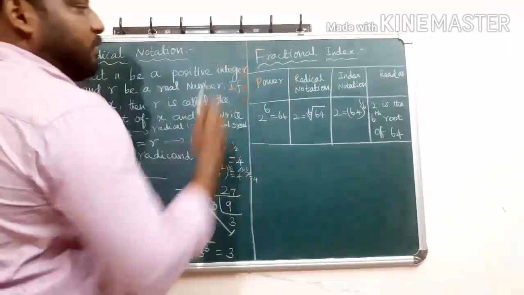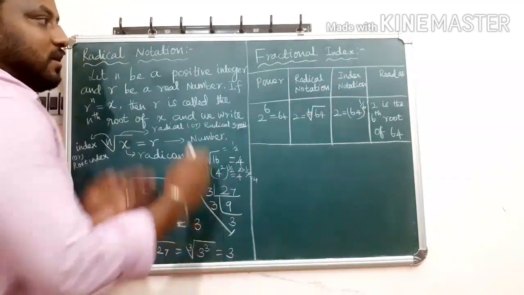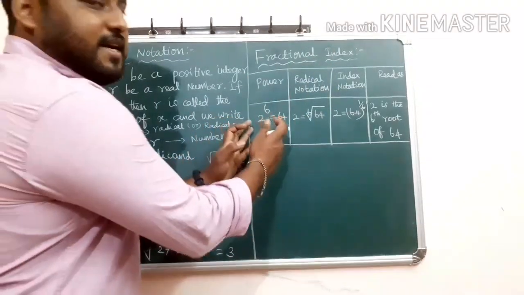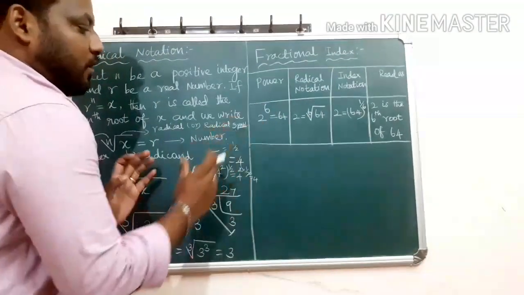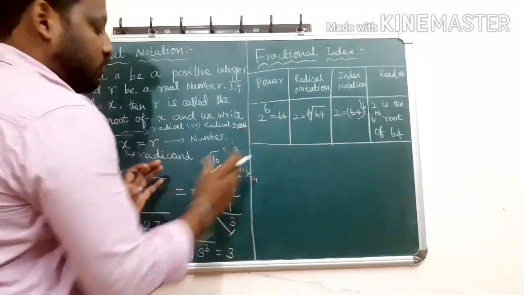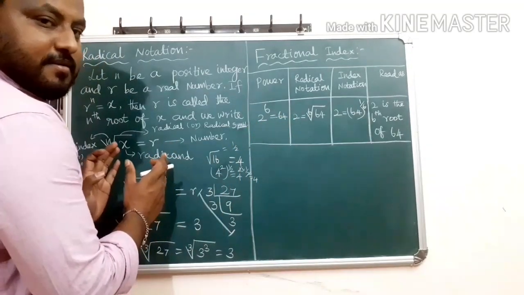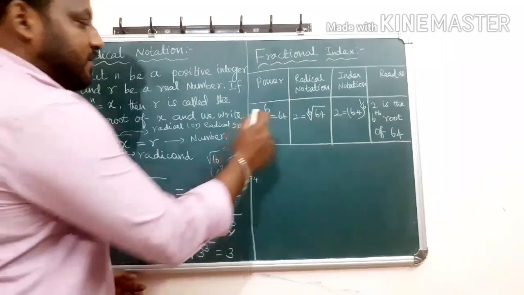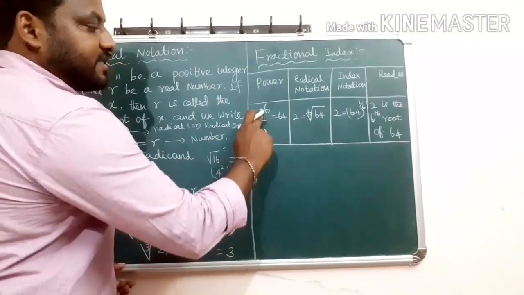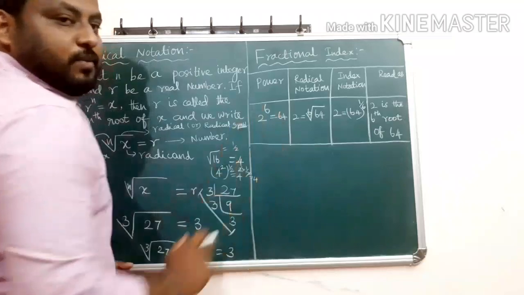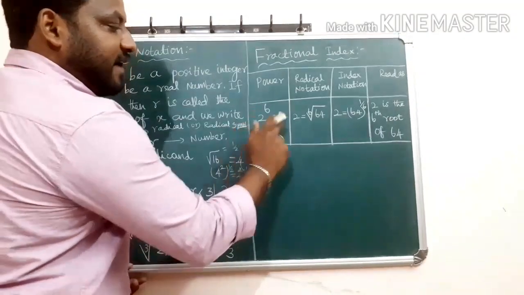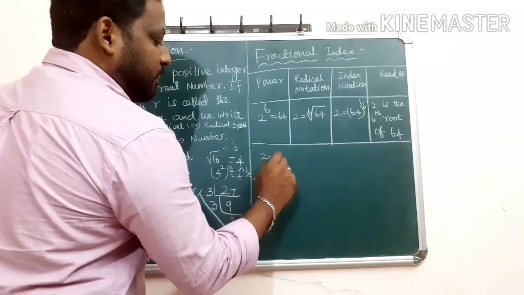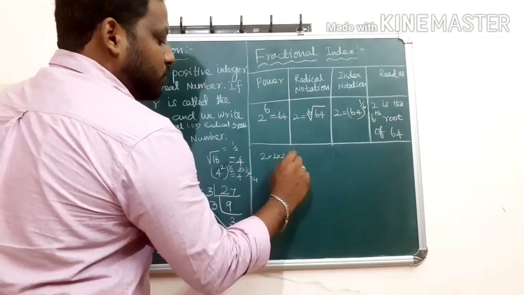Then we move on to the next topic, which is also a continuation: fractional index. The fractional index is how the same radical notation comes into the fractional index. For example, 2 power 6. We know that 2 power 6 value is equal to 64, which means we have to multiply 2 six times.